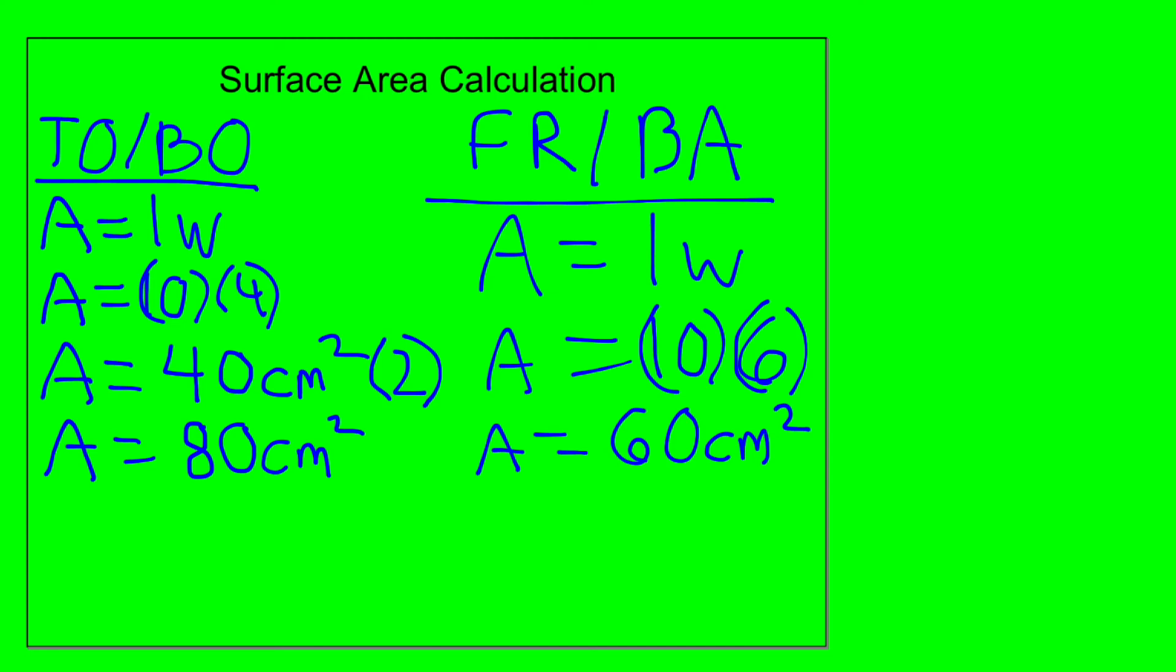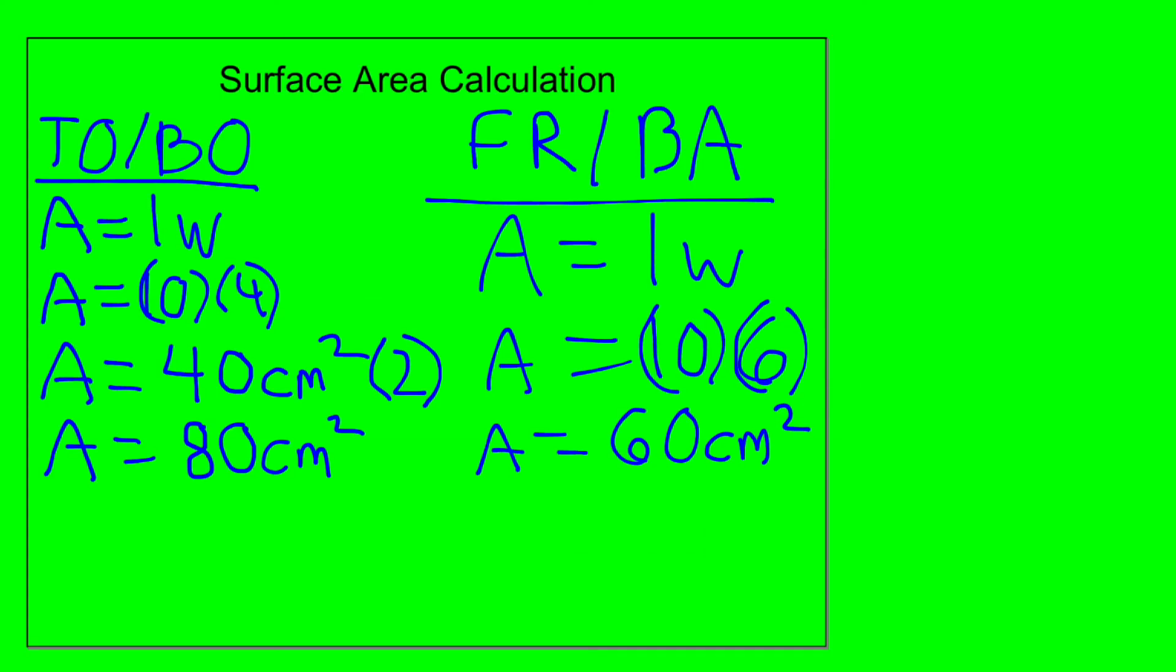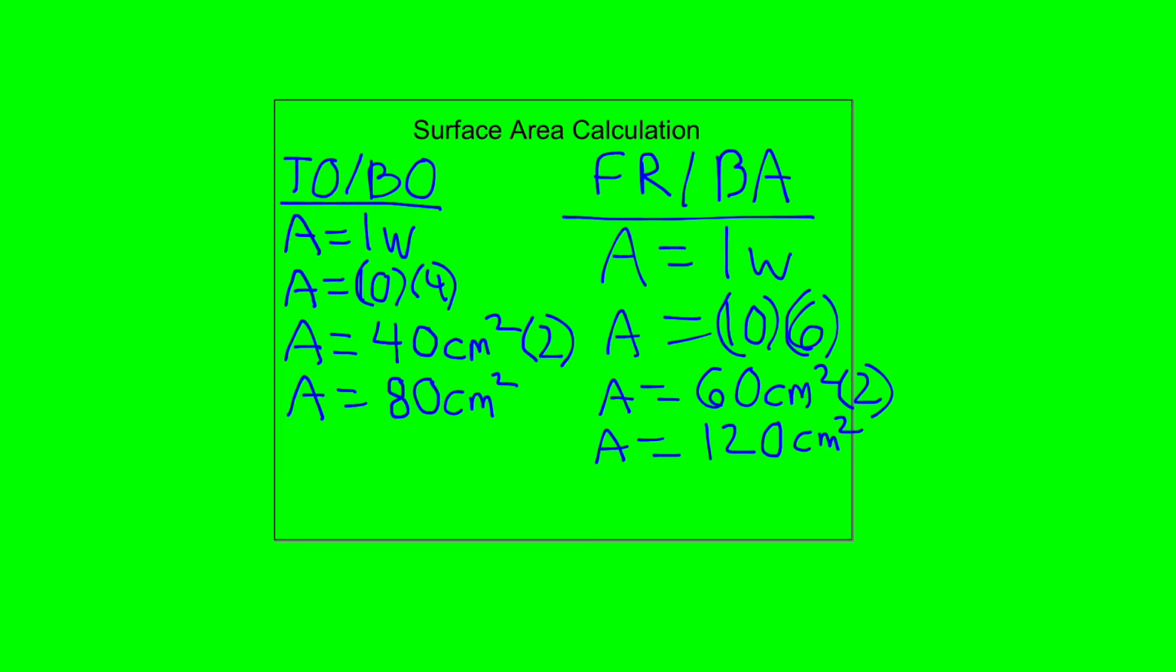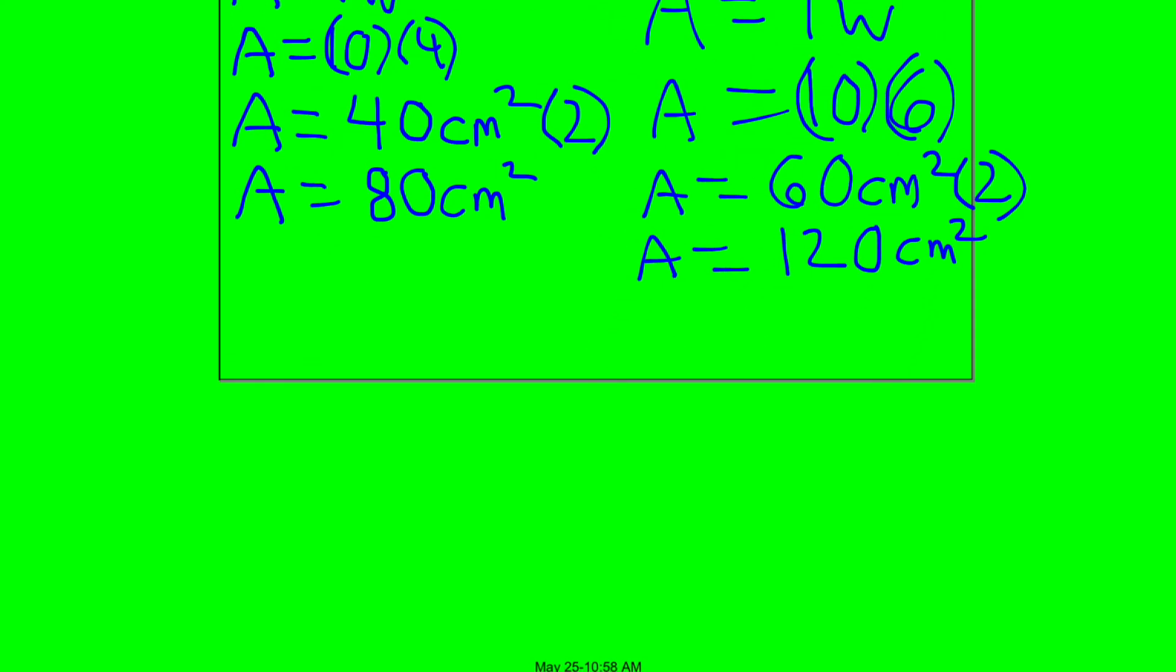However, that's just for one of them. Remember, there's a front and a back, and they're both going to be 60 because they're both the exact same size rectangle. So I've got to double my area. I've got to double times 2. Area equals 120 centimeters squared. So I've got my top and bottom, my front and back. Now I need my sides.